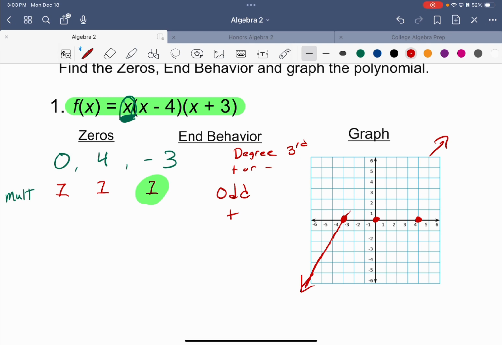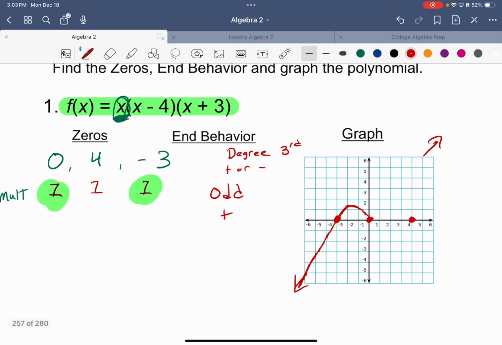When it gets halfway between negative 3 and the next point, it's going to turn and come back down towards it. The next point I come to is 0. I look at 0's multiplicity. It has a multiplicity of 1, which is odd, so it goes through it. So it maybe comes down here somewhere, but it's got to turn back up. Now it gets to 4. 4 has a multiplicity of 1, so it goes through it. And that's an approximate guess of what the graph would look like.